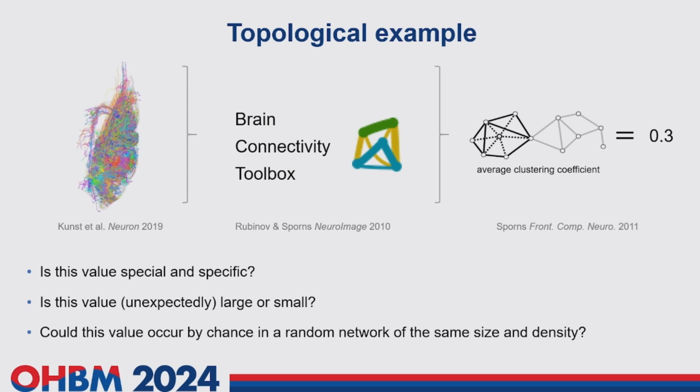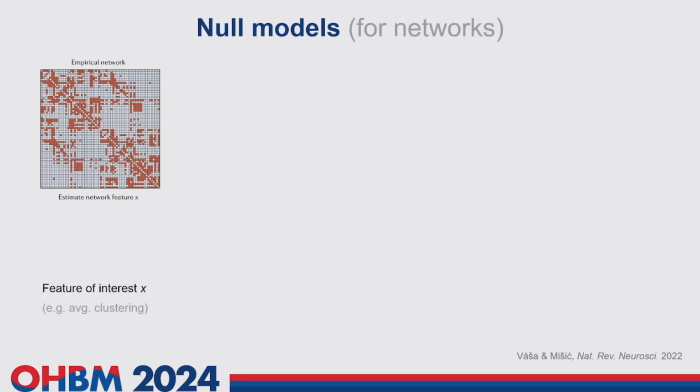Is this a lot, or is this very little? And could we get a similar value just by chance in a comparable network, which might have the same number of nodes and the same number of edges, but a random topology, random connectivity pattern? And actually we can test this, it is a testable hypothesis that we can test using null models. And so again, this example is specific to the network domain, but applies to the other domains as well.